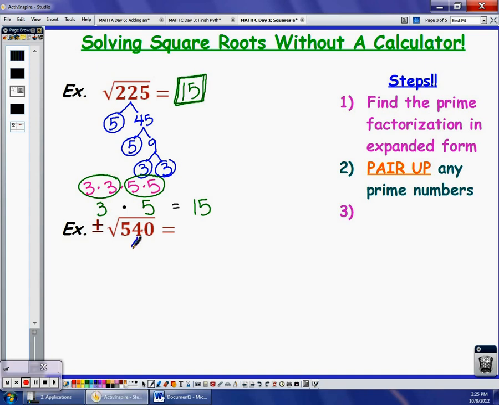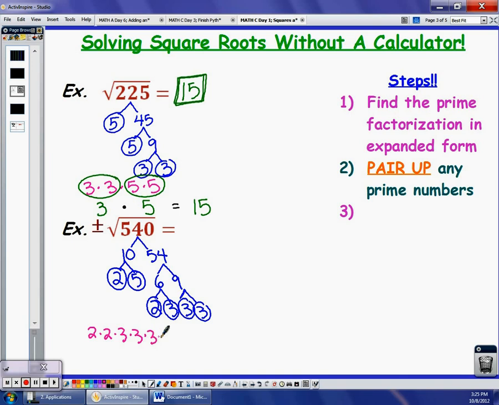I'm going to find a prime factorization of 540. And since it ends in a 0, I know I can divide it by 10, giving us 10 and 54. Neither one is prime, so I could split those up. 10 would become 2 and 5. Those are prime, so I could circle those. And 54 can be split up as 6 and 9. I can still split up the 6 as 2 and 3, and the 9 as 3 and 3. So the prime factorization for this particular number is going to be 2 2's, 3 3's, and a 5.